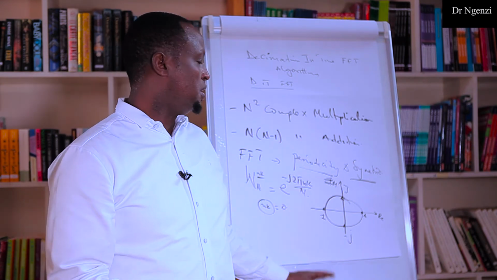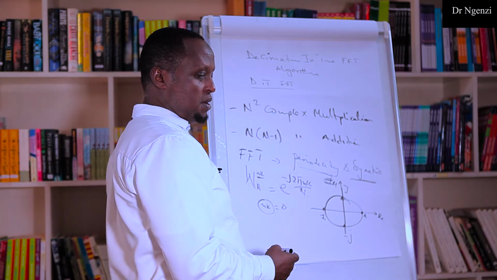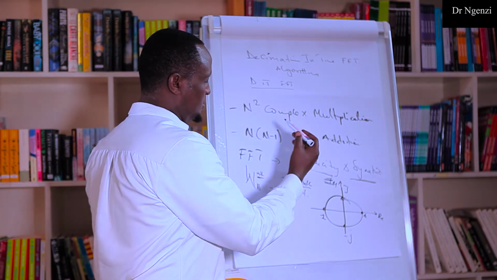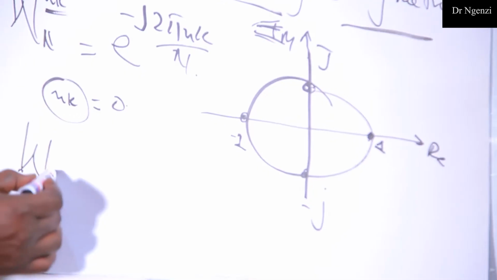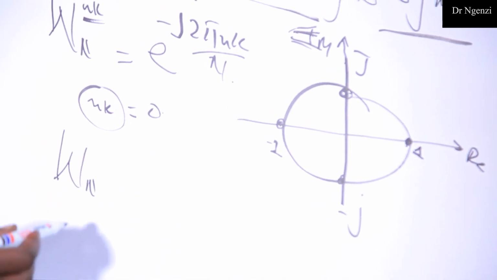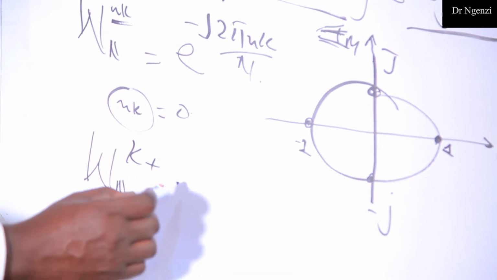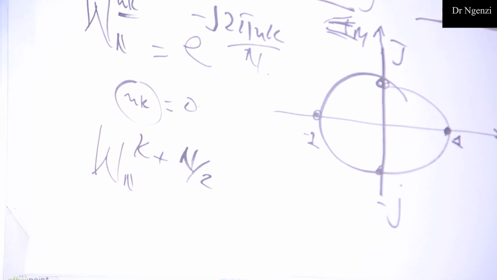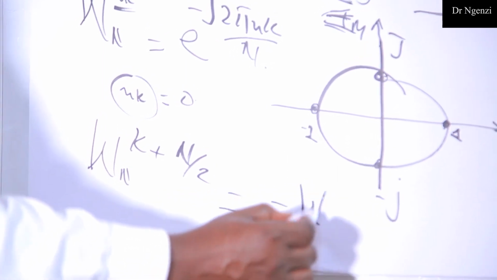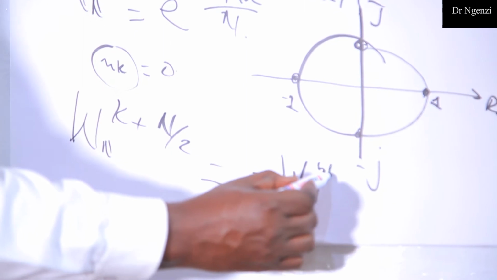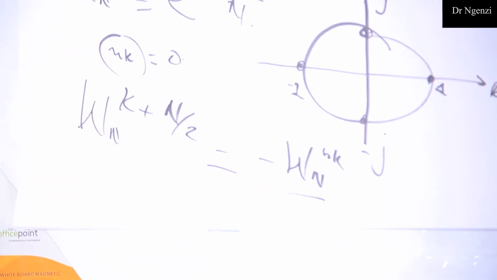So this is what we mean. Suppose you have any number, take any number. Given this value, you can compute this. For example, you can have W_N of k, that is the shift theorem that we talked about, of N over 2, which, if you compute it, gives you another equivalent of this value in the counterclockwise direction.